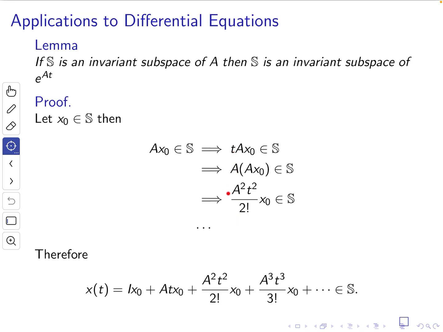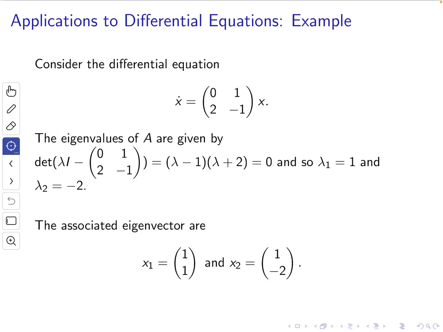We can multiply again by A. Since this thing is in S, multiplying by A, S being A invariant, means A cubed x naught is in S. And then we can scale it in any way, say using t cubed over 3 factorial, and that's still going to be in S. So in this equation, if x naught is in S, then I x naught is obviously in S. This term will be in S, this one will be in S, this one will be in S. You take the linear combination, and the solution will always be in S. So in other words, if we start in an invariant space, or for example, if we start on an eigenvector or in an eigenspace, we'll always stay in that eigenspace. That's one thing we can conclude.